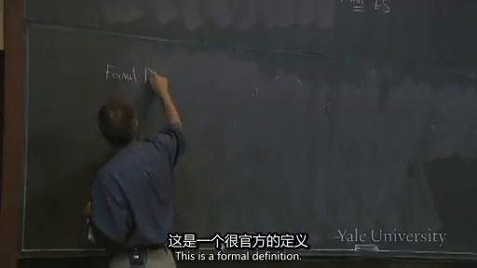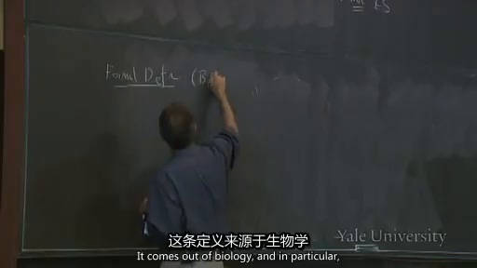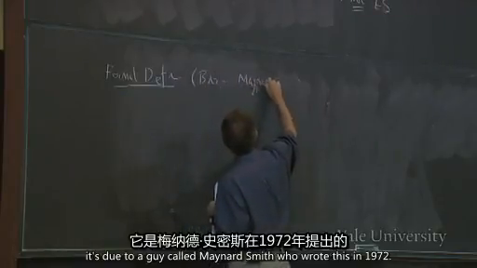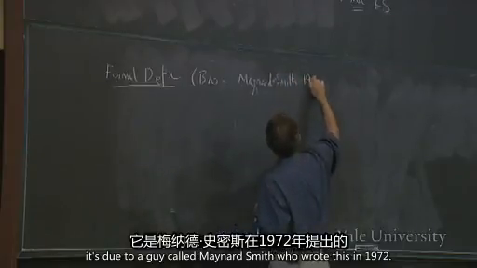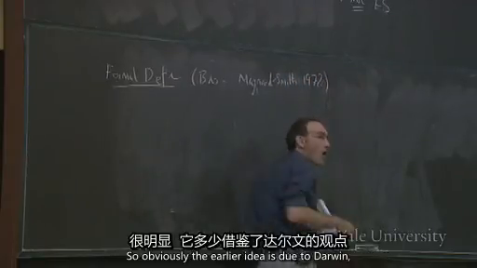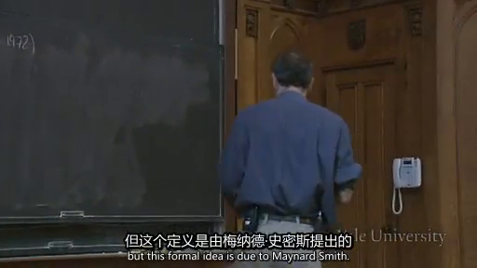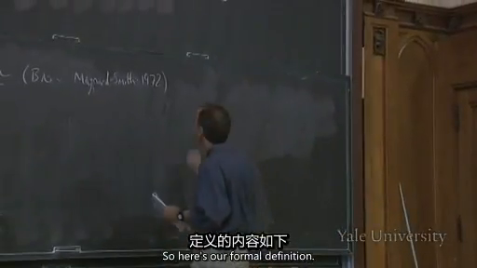This is a formal definition. It comes out of biology, and in particular, it's due to a guy called Maynard Smith, who wrote this in 1972. So obviously the earlier idea is due to Darwin, but this formal idea is due to Maynard Smith.